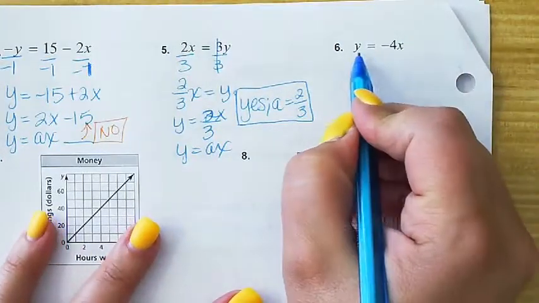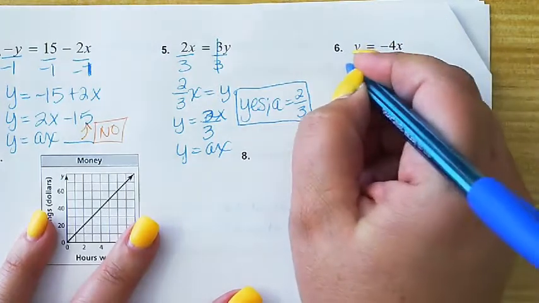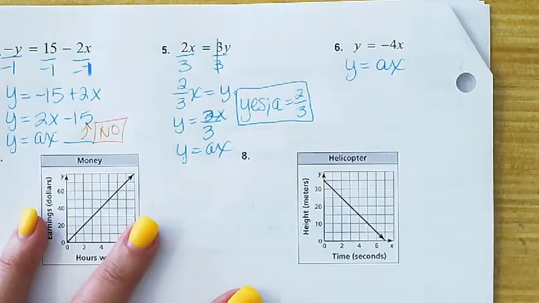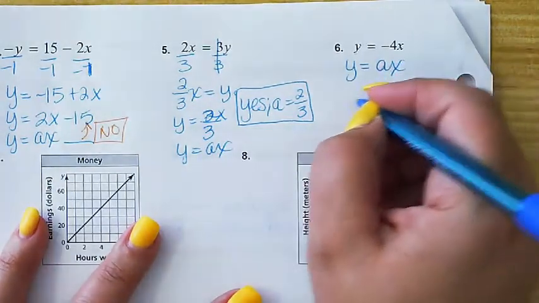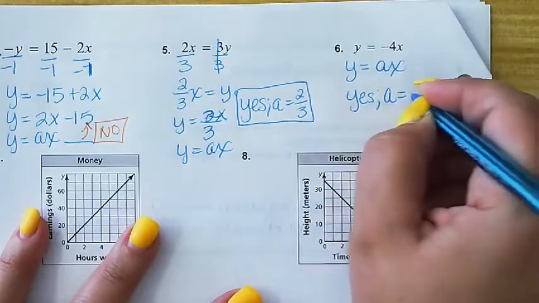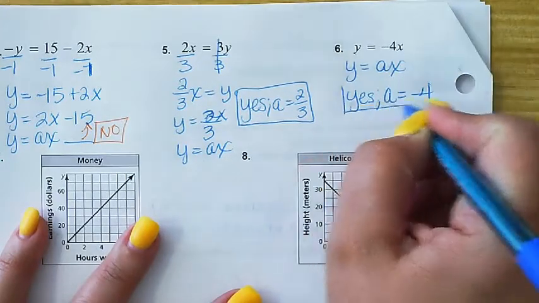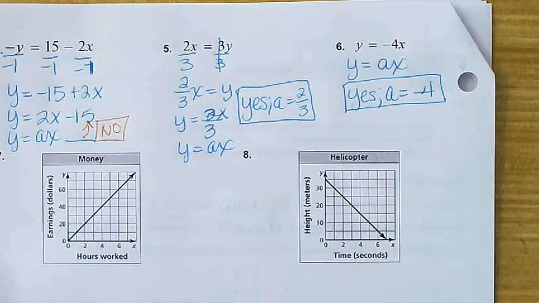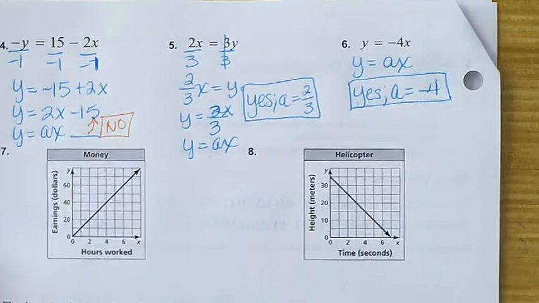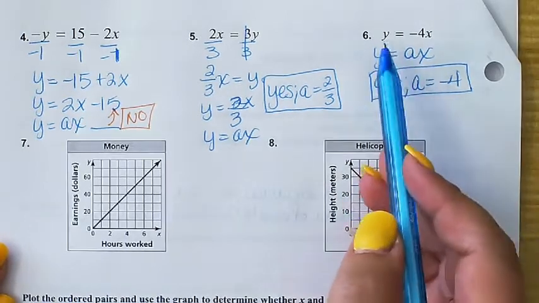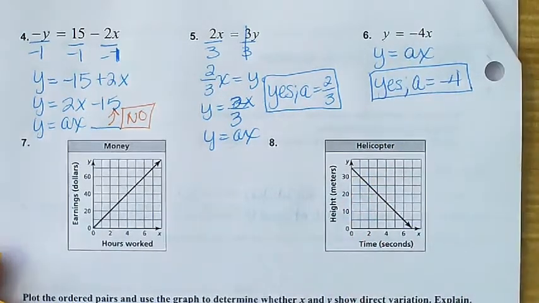Okay, and then this one here, y is isolated. Everything's already on the other side. Does this have that y equals ax form? What do you think? Yes, right? The answer is yes. And in this case, the constant of variation would be that -4 that is attached to x. So that's your direct variation. So that's how you tell from an equation whether or not a linear equation happens to be also a direct variation. Solve it for y and simplify and see if it fits that y equals ax mold.